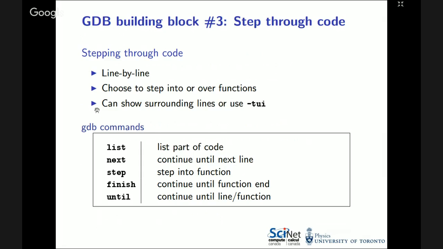List will show you a partial list of the code. You can do list and a number, which I think shows you 5 lines up and 5 lines down. Next, we talked about step, which allows you to go into the function. Finish: if you are in a function and you type finish, it runs until the end of the function. So if you're sure that the function is fine and you just want to move forward, type finish. You can also use until, and you run until a certain function is called or a certain line is reached.